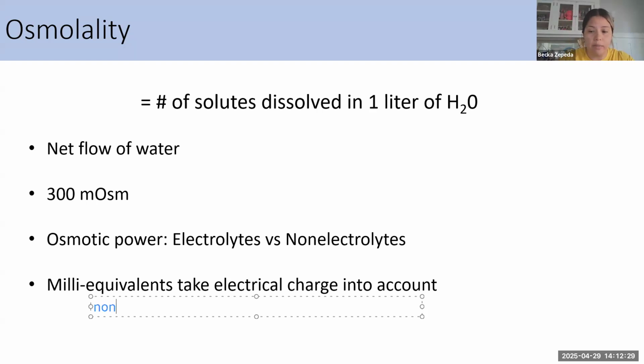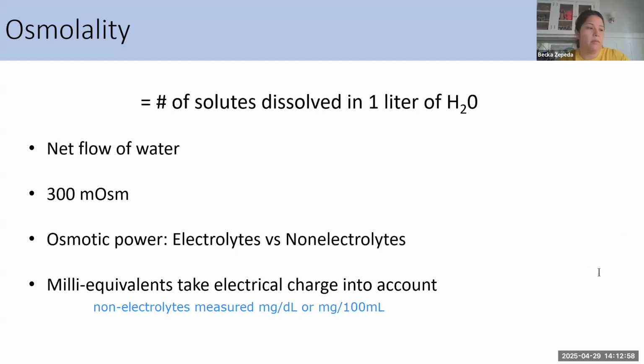And non-electrolytes, because they don't dissociate in solution, we don't have to take into account their charge. Non-electrolytes, because they don't have charges, they're not chemical like that. They're not made up of ions in that way. But non-electrolytes are going to be measured differently. They are measured in milligrams per deciliter, or the same thing as milligrams per 100 milliliters. Okay.